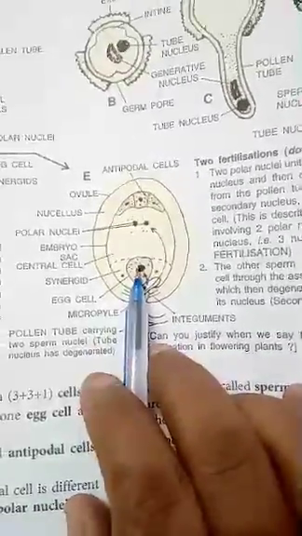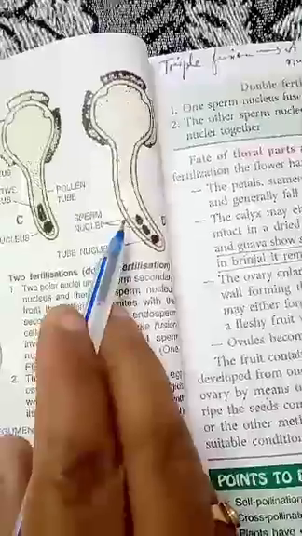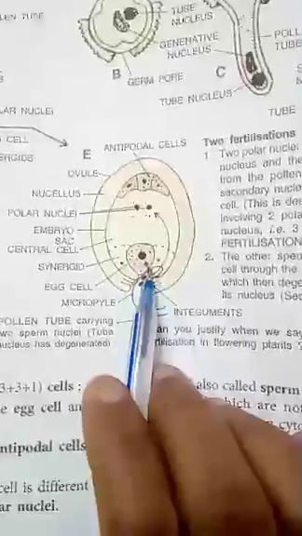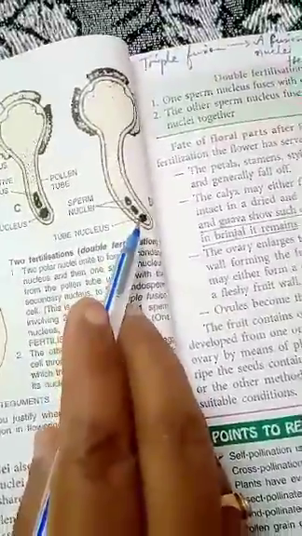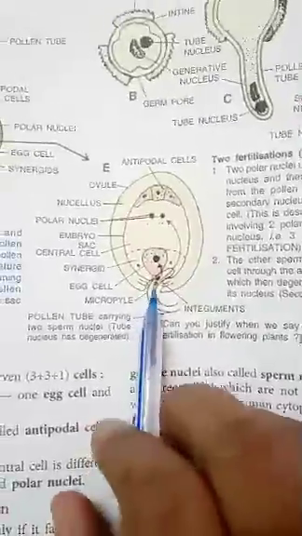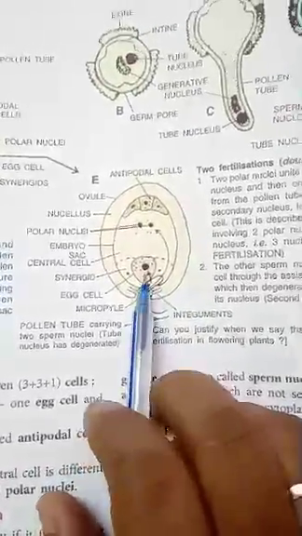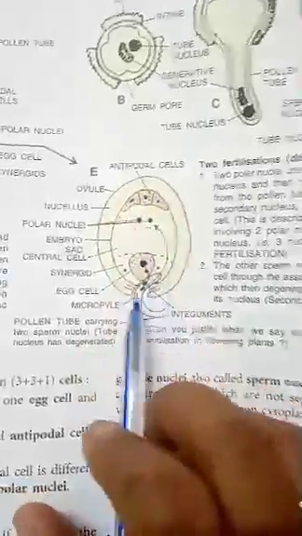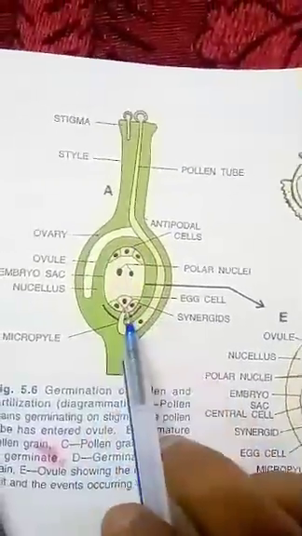Now this pollen tube contains, as I told you, two sperm nuclei. When the pollen tube enters the micropyle, the tube nucleus will degenerate. No further use of this. So on entering inside, with these two sperm nuclei, before that let me tell you what the embryo sac contains. The embryo sac contains 7 cells.